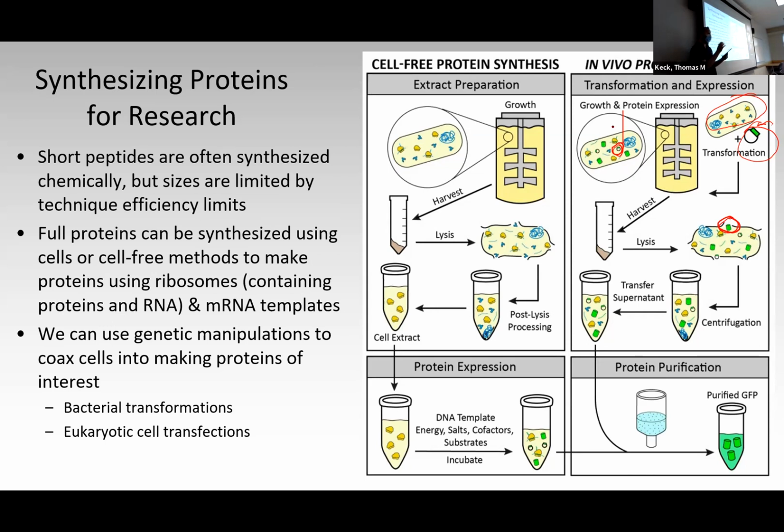You could grow them up, get a whole bunch of these bacteria, harvest them down, spin them down, make a nice little bacterial pellet. You remember this part now. Then break them apart. So how did you break them apart?